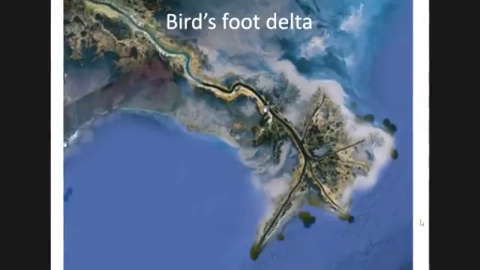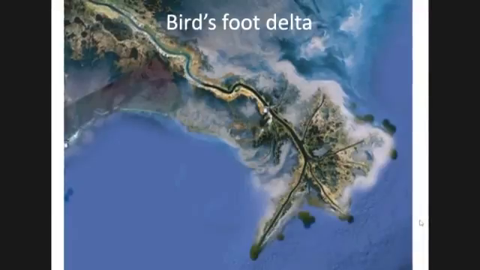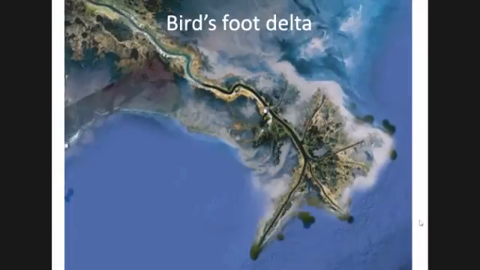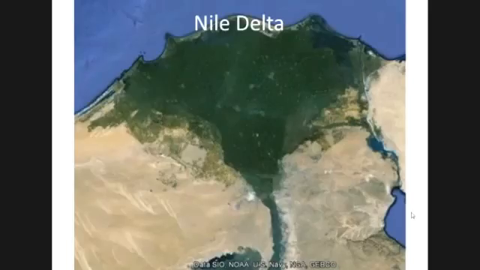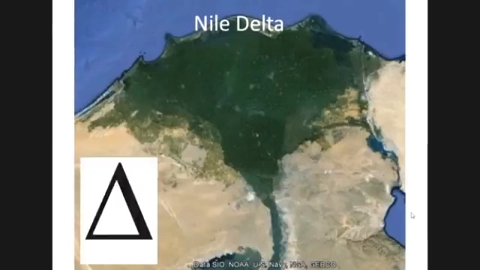Deltas are depositional features that result when the river slows down as it enters a body of water, such as the ocean, a lake, or even another river. The Mississippi Delta builds up levees along its channels, creating a birdfoot delta that extends far into the Gulf of Mexico. A more classic shaped delta would be the triangular Nile Delta. It's no coincidence that our symbol delta has the triangular shape of the Nile Delta.